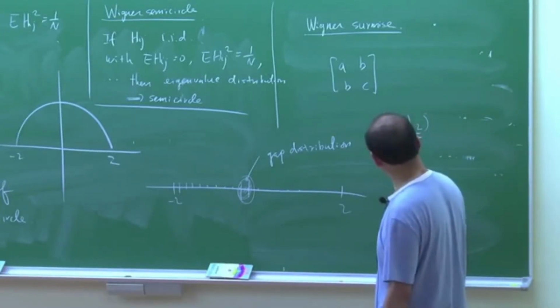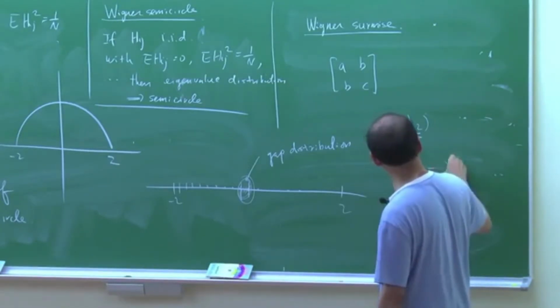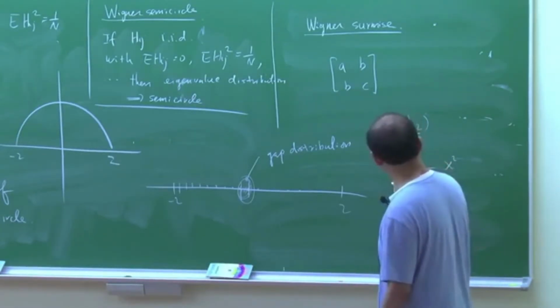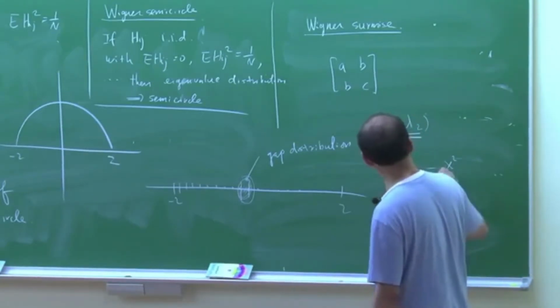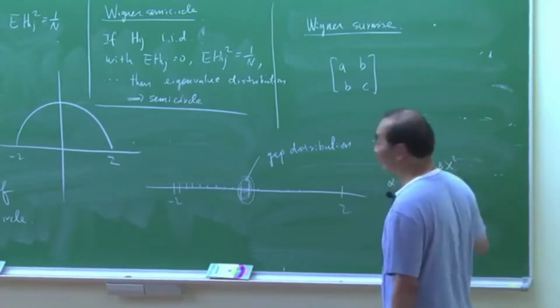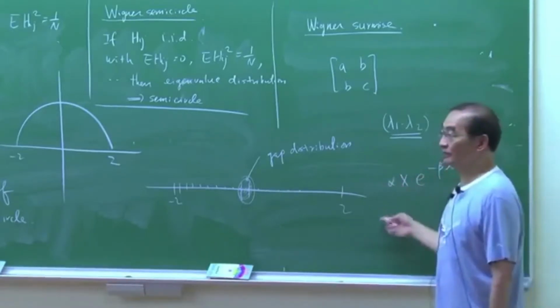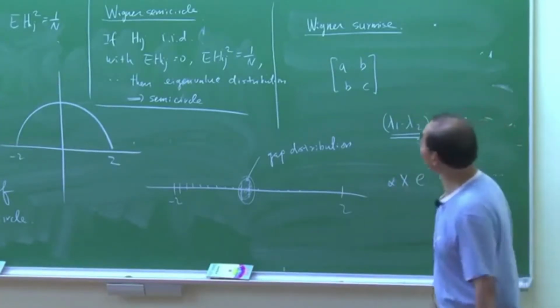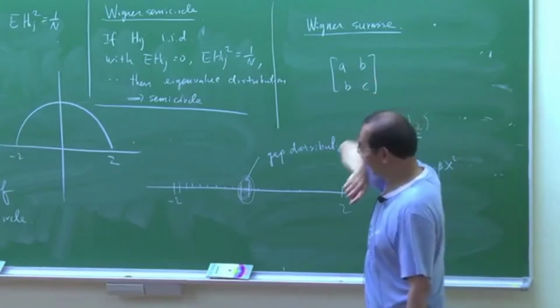So he thought about the function. The gap distribution must look like x e to the minus x squared or whatever. And then he put some constants alpha and beta into this and tried to normalize the distribution. And he came up with the famous Wigner surmise. Okay, maybe let me try to write it down. See if I can find it. Wigner surmise.